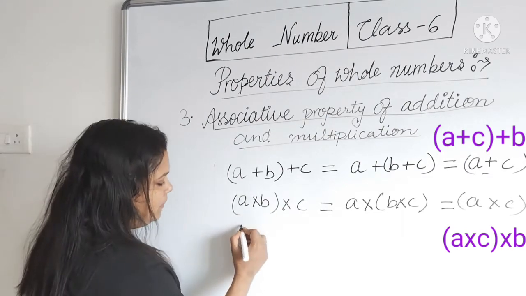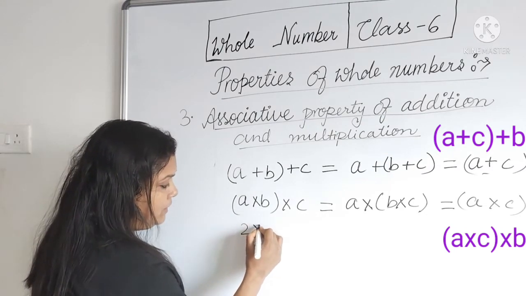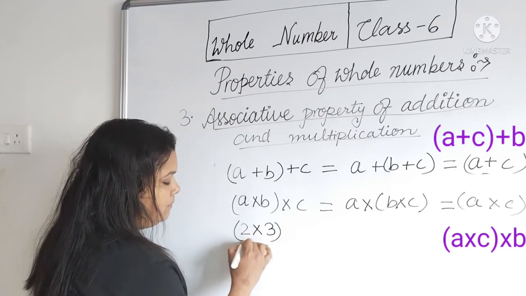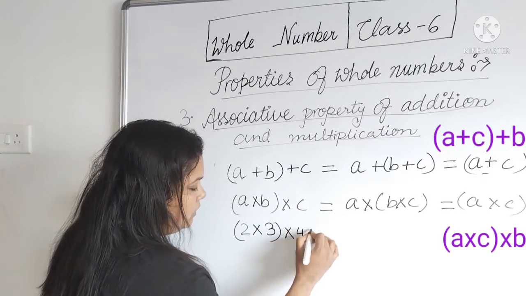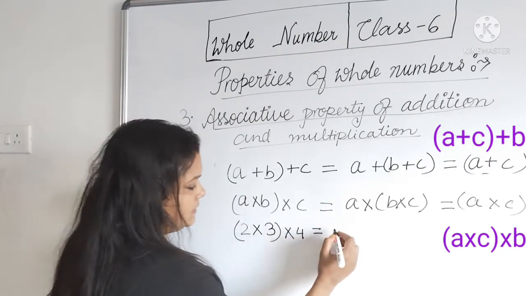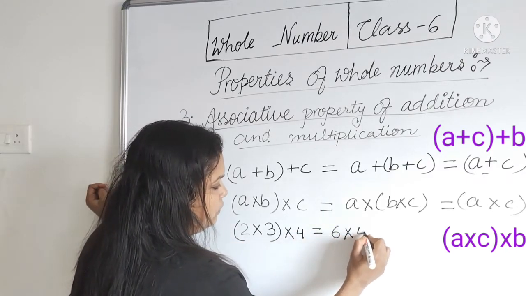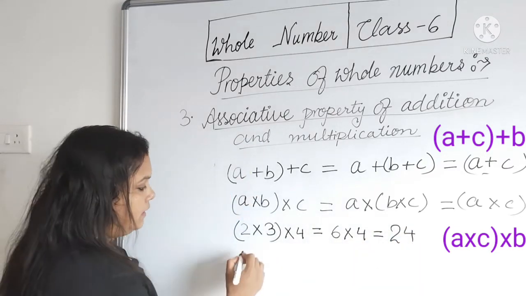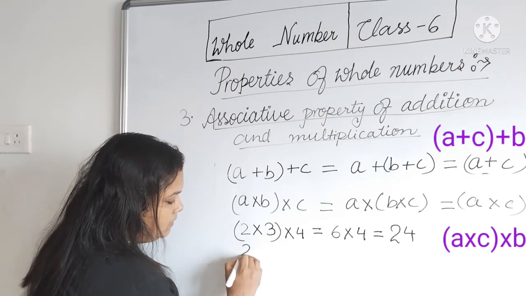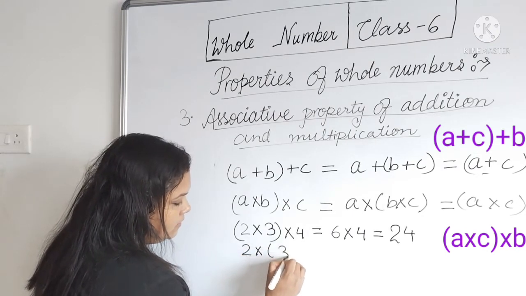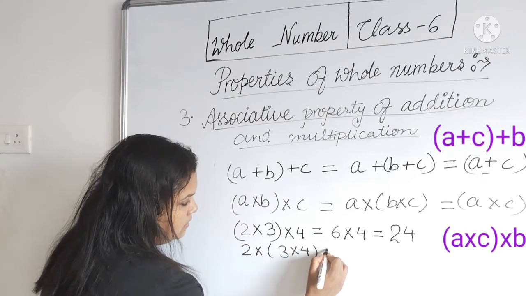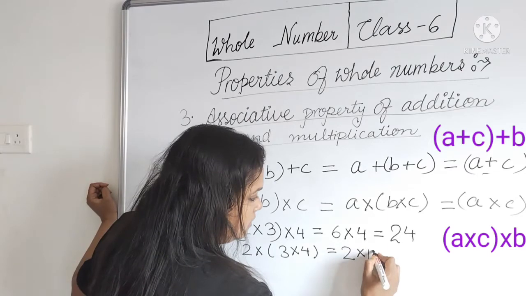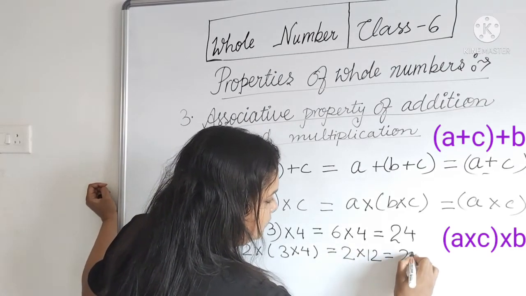So let's take the same number 2, but we are using multiplication sign here. Okay, so 2 multiplied by 3 in bracket and then 4. What you are going to get? 2 3s are 6 multiplied by 4. 6 4s are 24. Okay, now we are changing the group. That means 3 and 4 in one group. So this will be equals to 2 multiplied by 3 4s are 12 and 12 2s are 24.